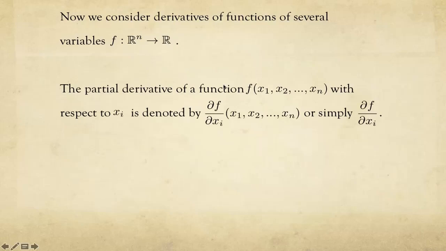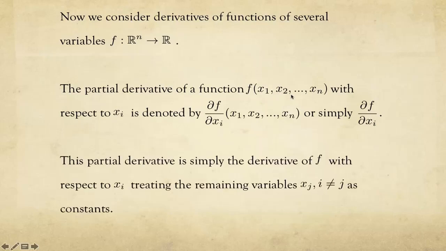The partial derivative of a function f of many variables with respect to a particular variable is denoted by ∂f/∂xi. Again, this is the partial of f with respect to xi. Sometimes we just denote this whole derivative simply as df dxi. So this is the derivative of f with respect to one of the variables. So the partial derivative is simply the derivative of f with respect to xi, treating the remaining variables, the ones that are not xi, as constants.